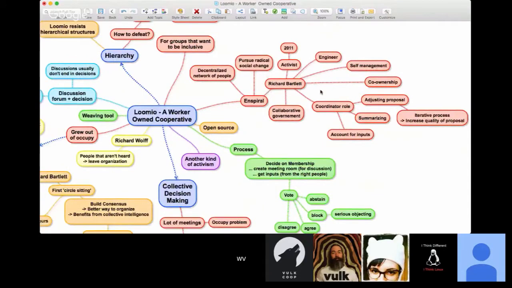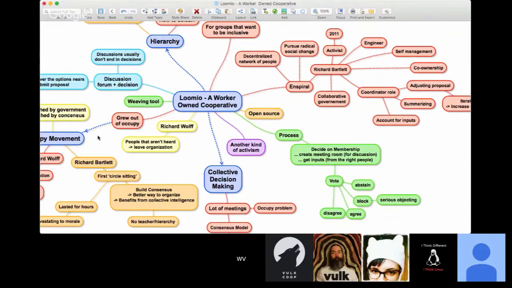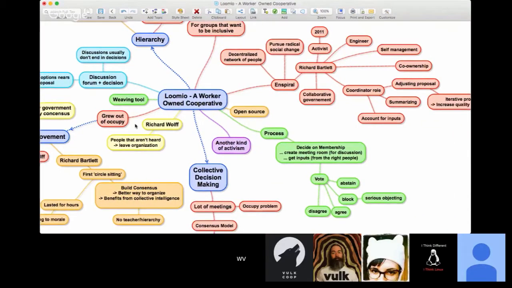The first thing, I think, is they introduced Lumio and said this is a great thing for helping decision making. Lumio is an open source tool. You can look at it as another form of activism. It grew out of the Occupy movement. We can get into that later. It's named after a weaving tool.